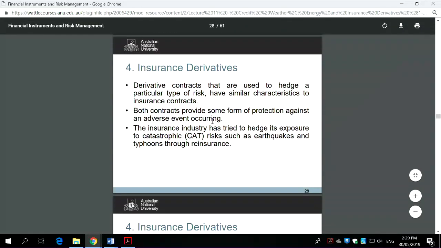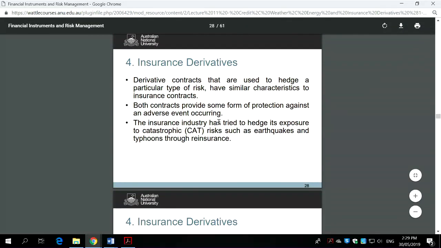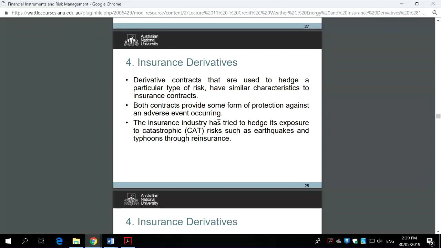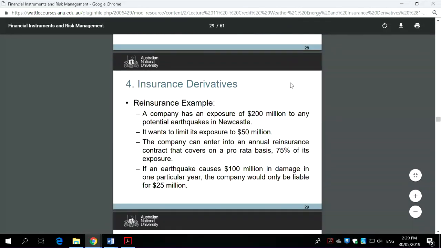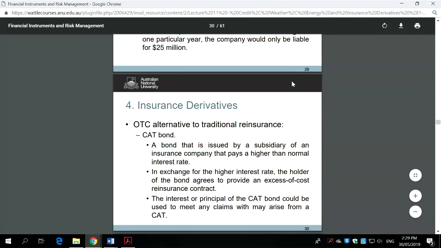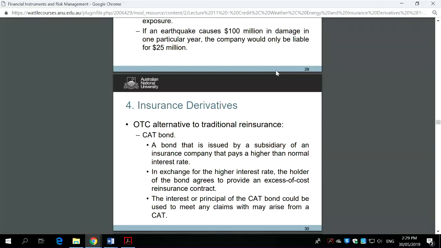Okay, so insurance derivative, the only thing you need to know about insurance derivative is the CAT bond, catastrophic bond. Right, so as I mentioned in the lecture, the way the CAT bond works is that the insurance company would issue a bond, okay? So this bond is called CAT bond. The CAT bond just works like any other bond, ordinary bond. It pays the coupon, at the maturity also pays the principal.